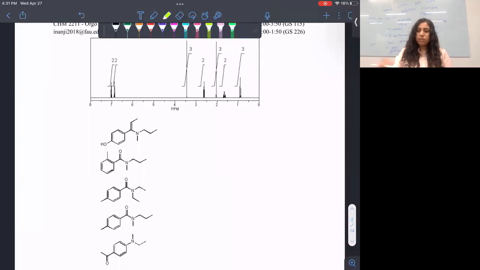Another thing, I wouldn't rely on the multiplicity of these spectra too much because it's kind of like all jumbled together. So I wouldn't be like, oh, that's like a quartet, not a triplet. So that doesn't make sense. Don't worry about the multiplicity that much.